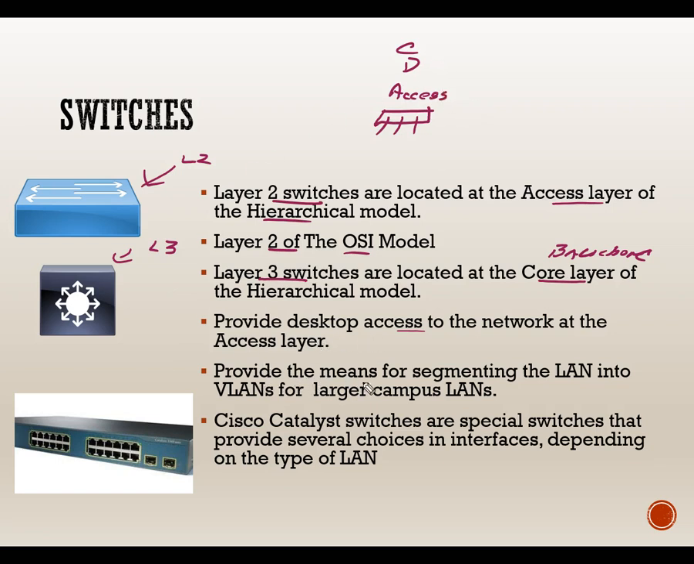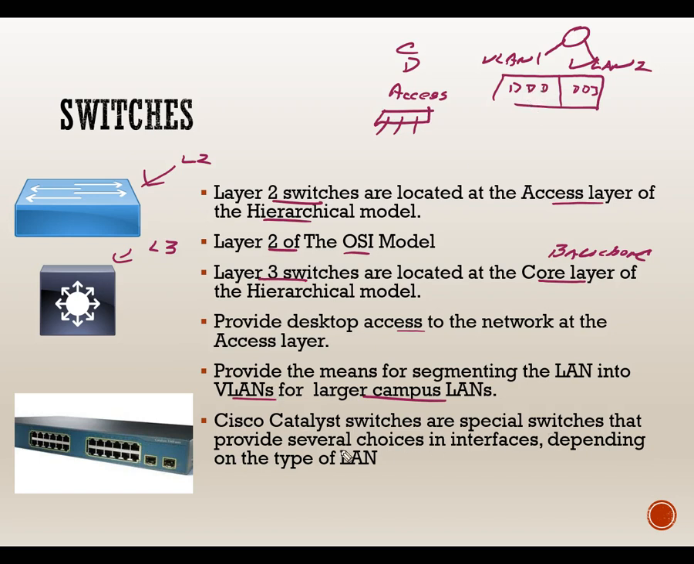Provide desktop access, which means segmenting the LAN into VLANs for larger campuses, and we mentioned VLANs. VLANs is when we break the switch up electrically. We have a bunch of ports here and a bunch of ports here, and we break it up electrically into virtual local area networks, virtual IP networks. VLAN 1, VLAN 2, different IP networks. And to connect these VLANs together, we have to use a router because they become separate broadcast domains.